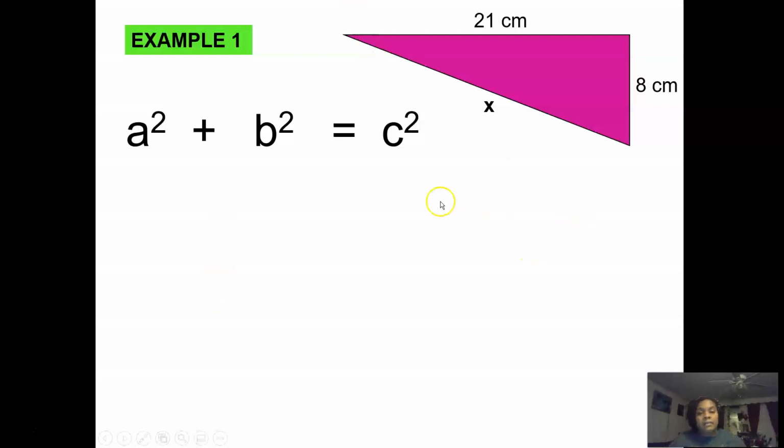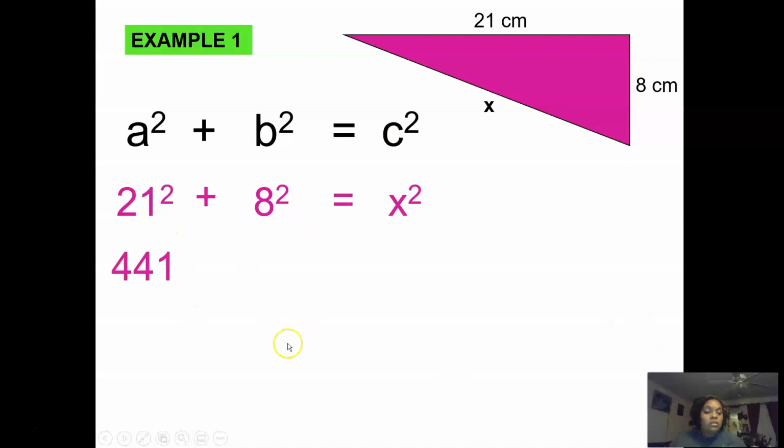It means that if I take 21 squared plus 8 squared, I will get whatever the hypotenuse is, which is the longest side. So 21 squared is 441. 8 squared is 64. If you add these two together, you get 505.